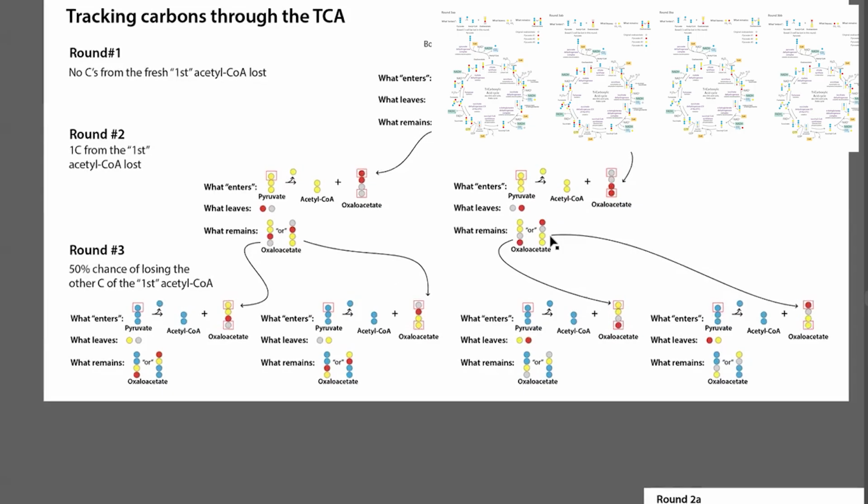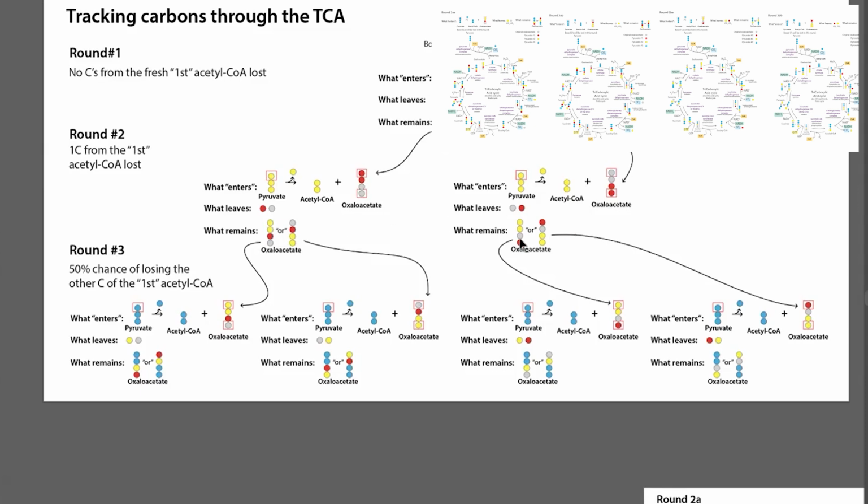We're always going to, at the end, have half of it be the acetyl-CoA that we just brought in, and one of those is going to get lost. And now the question is, are we going to lose one of the quote-unquote original oxaloacetates or one of the ones from the first acetyl-CoA that we brought in? And that's just going to depend on which orientation things are in.